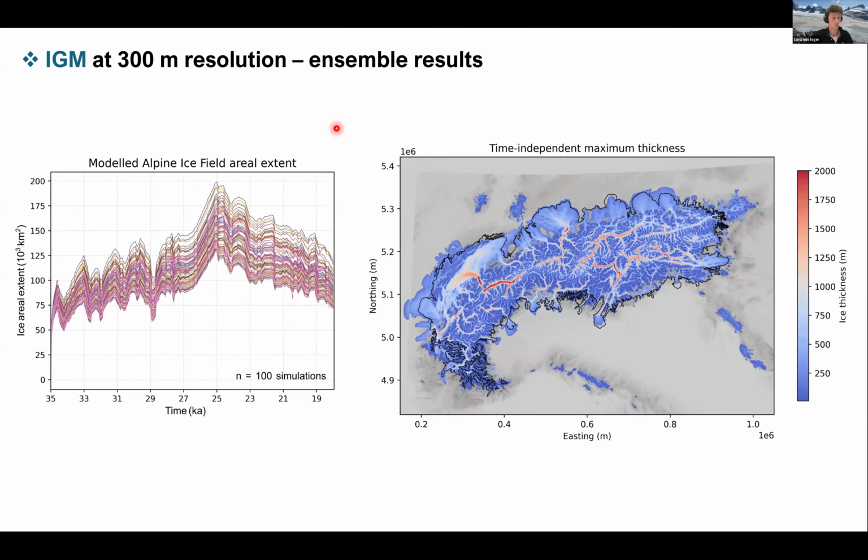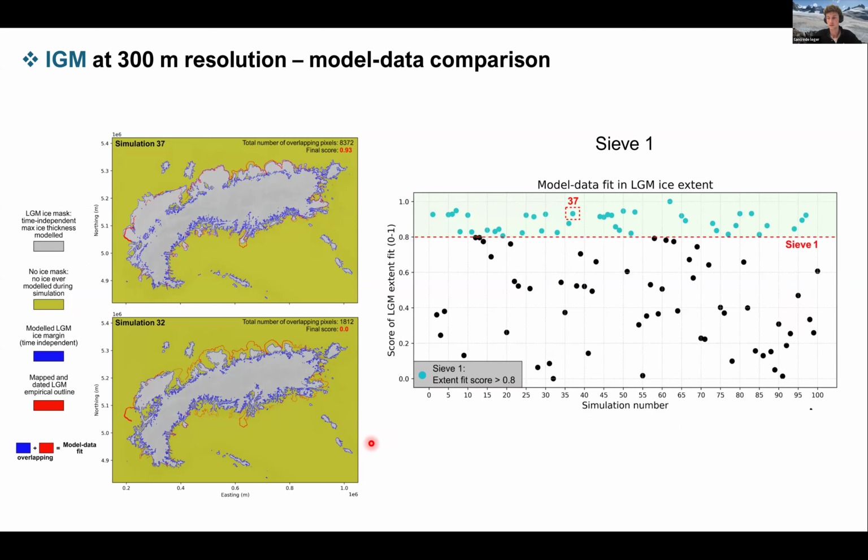So now we have this ensemble, and we want to know what to do with it. Ideally, we want to isolate the ones that are the most data consistent, so that fit the extent and the thickness data that we have in the Alps the best. So how to do this? The idea is to do this as quantitatively as possible. You could do it by looking at it, like here on this GIF, but you could also try to actually measure it and give a score and sieve through these simulations, which is what we tried to do. So I'll just present the sieving procedure in detail here.